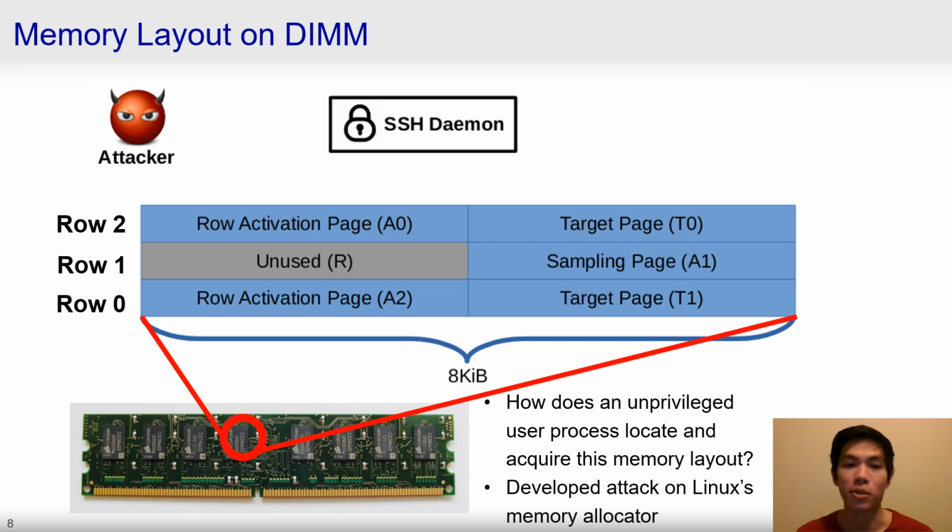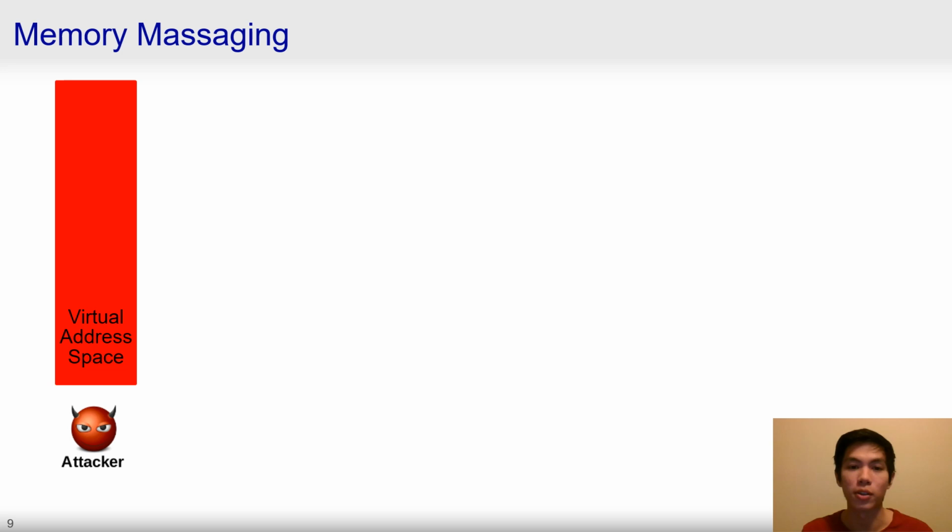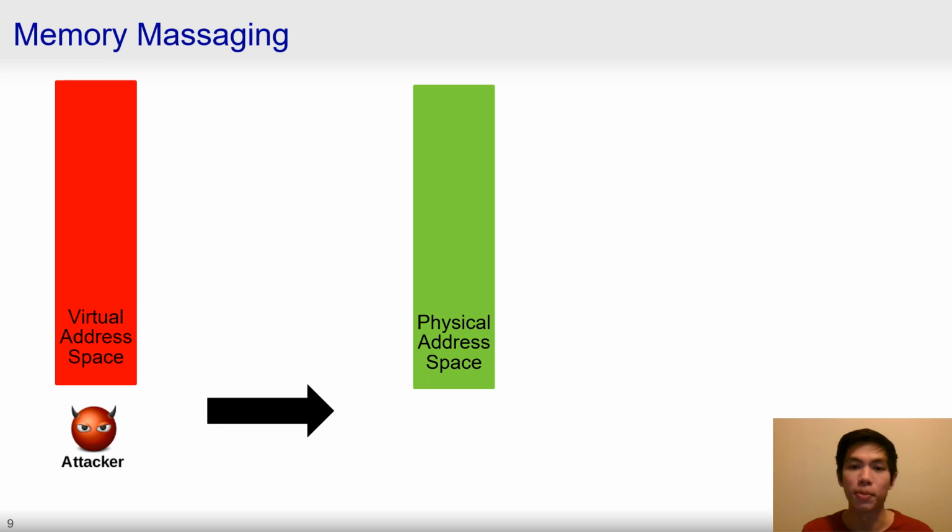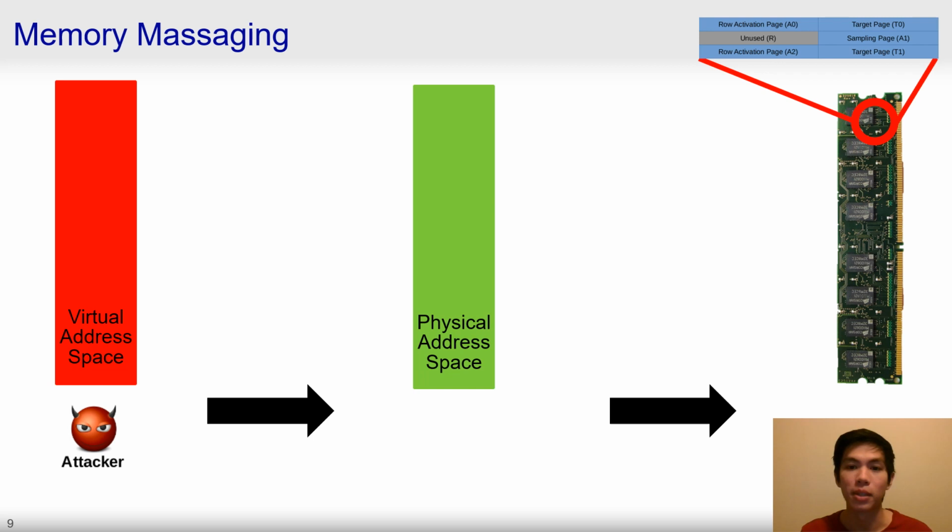In the red box, we have the virtual address space that the unprivileged attacker is operating on. These addresses are translated into physical addresses, represented by the green box. Finally, the memory controller must map the physical addresses to locations on the DIMM. We'll work backwards from right to left to figure out how the attacker can overcome each step.